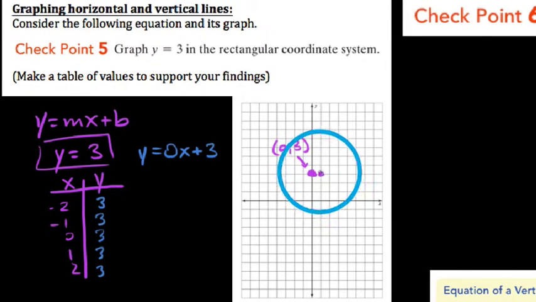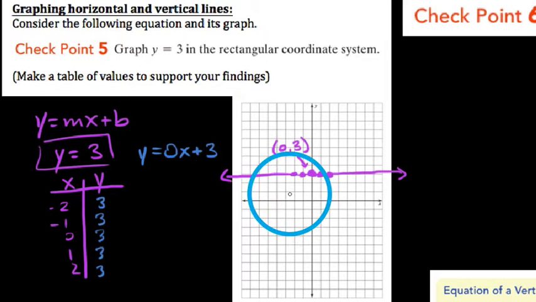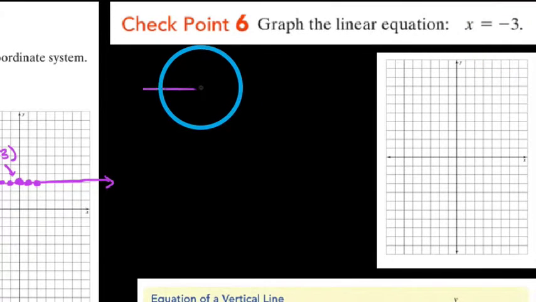So what I want you to know is that whenever you have a line that is given by the equation y equals a constant, then basically what we can say is that line right there is some horizontal line. Likewise, when we look at graphing an equation like x equals -3, this is an interesting equation here.